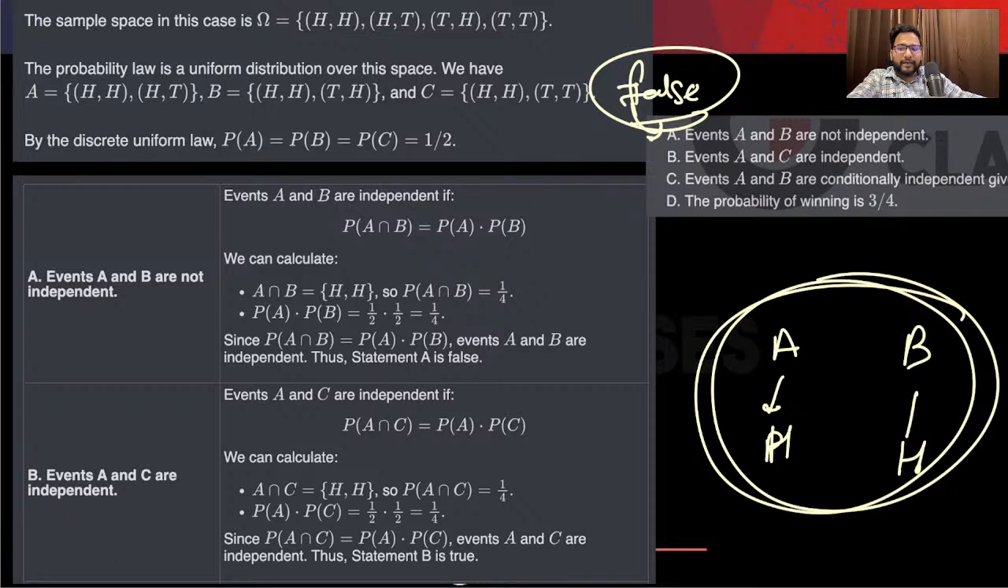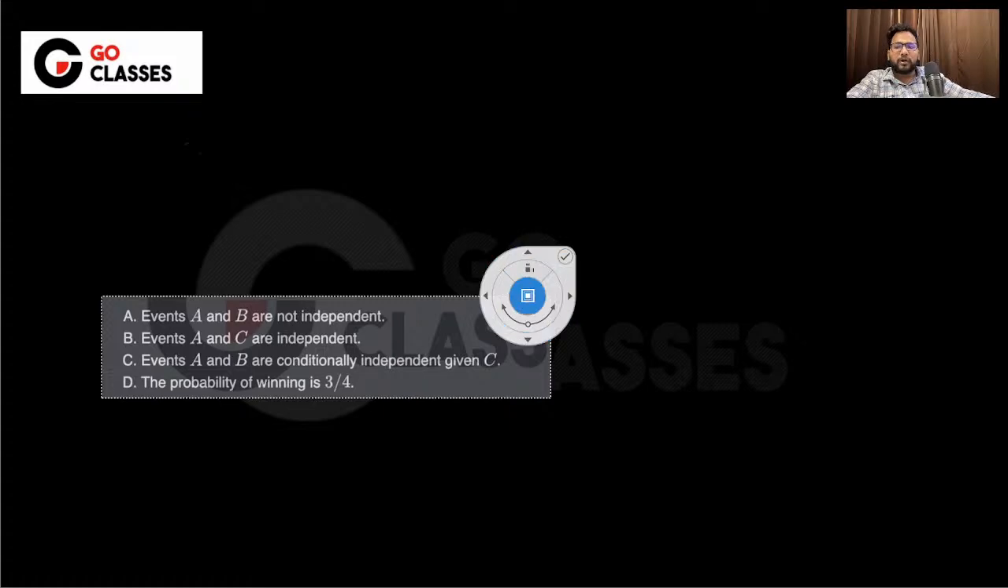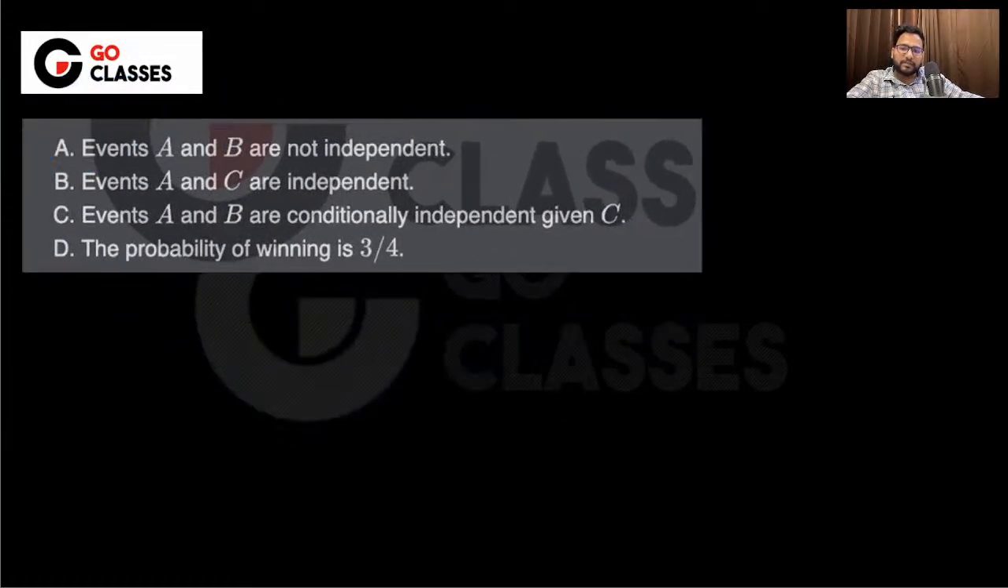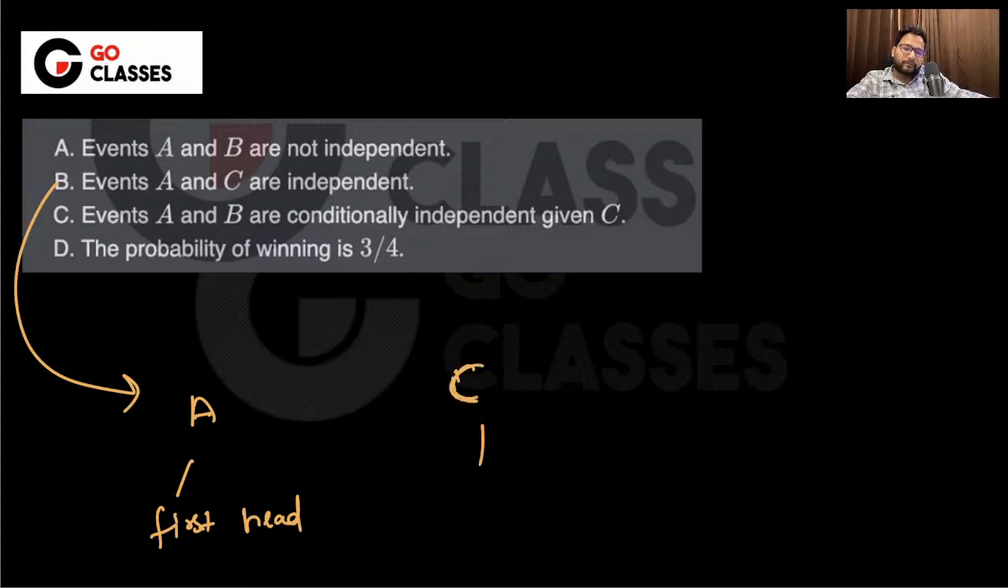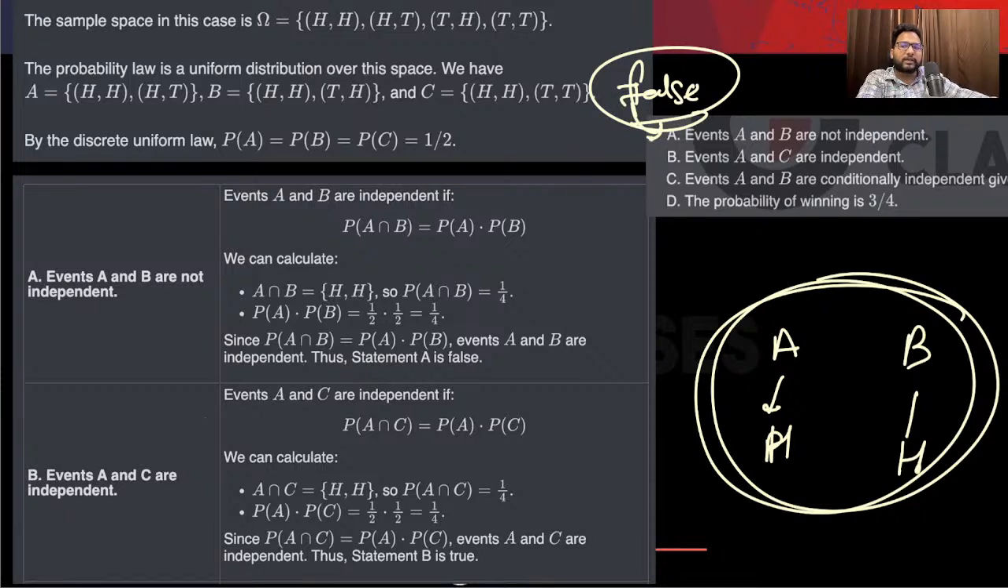Now, the second option is that A and C are independent. A was that the first is heads, and C was that we win. Are they independent? What do you think? Let's see this first mathematically, and then we can see this intuitively also. Let's see option B mathematically: are A and C independent?